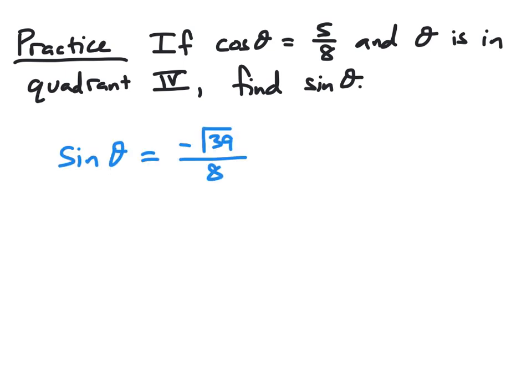So sine of theta will be negative square root 39 divided by 8. If we substitute 5/8 into the Pythagorean identity and solve for sine of theta using similar algebra to the previous example, we'll obtain plus or minus square root 39 over 8. In this case, theta is in quadrant 4, and in quadrant 4, the y value of all points will be negative. Since the sine of theta is the y value of the point on the unit circle in quadrant 4, the sine of theta must be a negative value, and therefore we choose the negative square root 39 over 8.